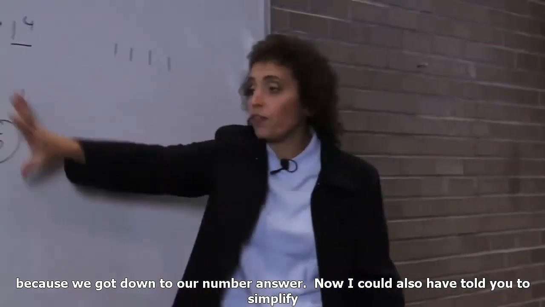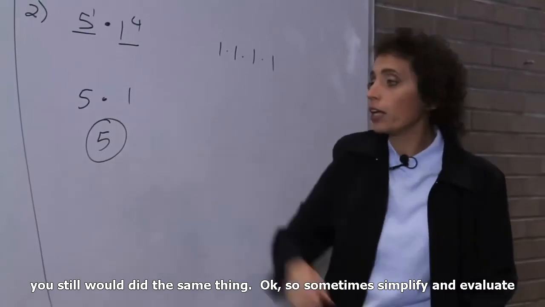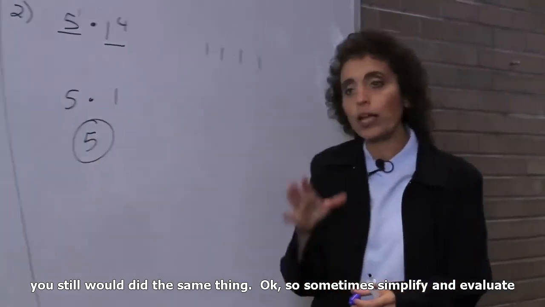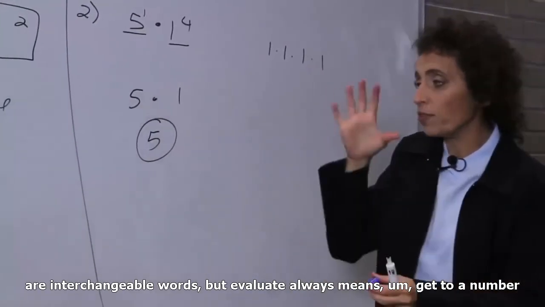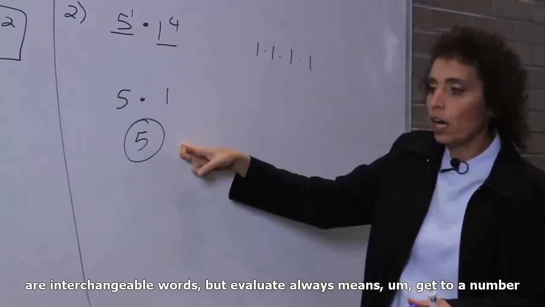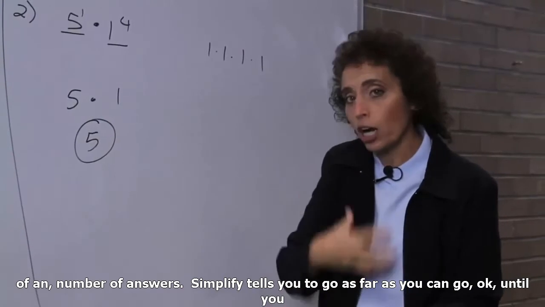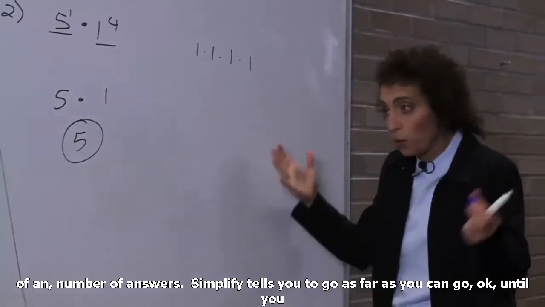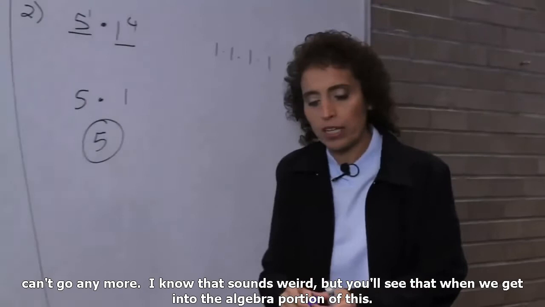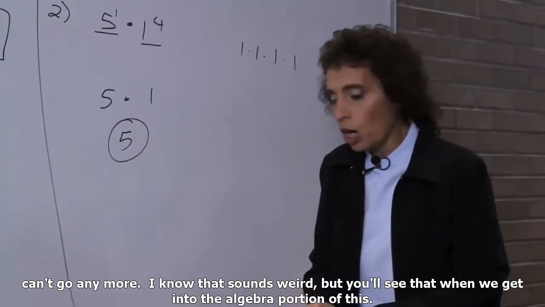Now, I could also have told you to simplify. You still would have done the same thing. So sometimes simplify and evaluate are interchangeable words, but evaluate always means get to a number answer. Simplify tells you to go as far as you can go, until you can't go anymore. I know that sounds weird, but you'll see that when we get into the algebra portion of this.